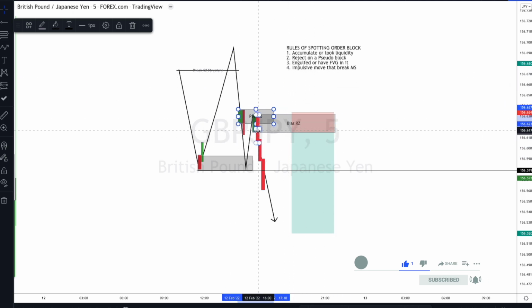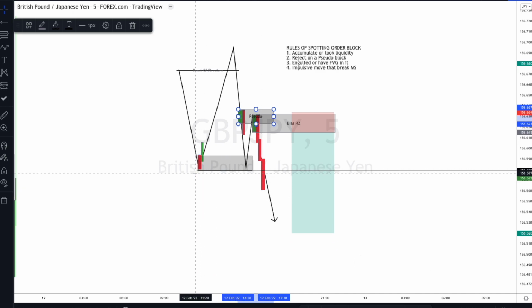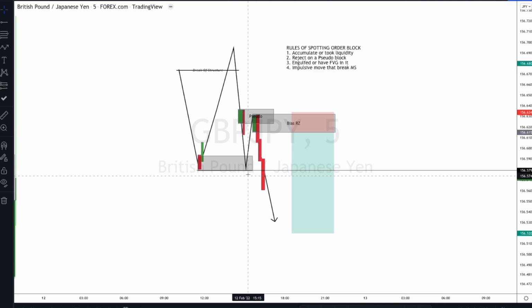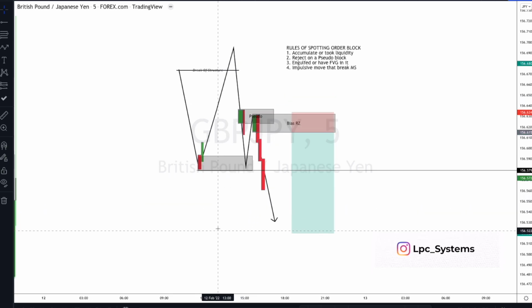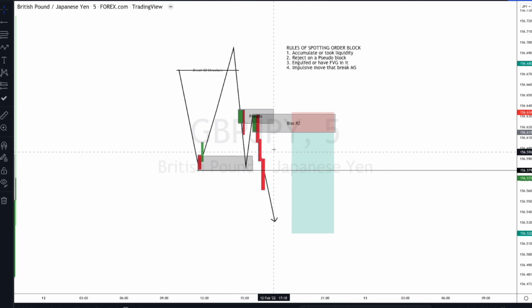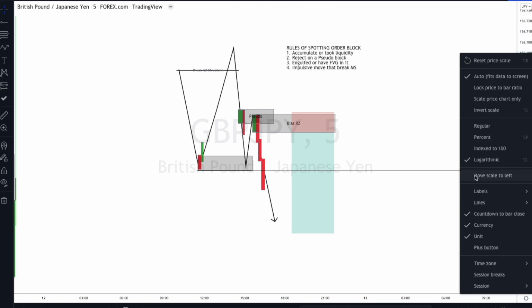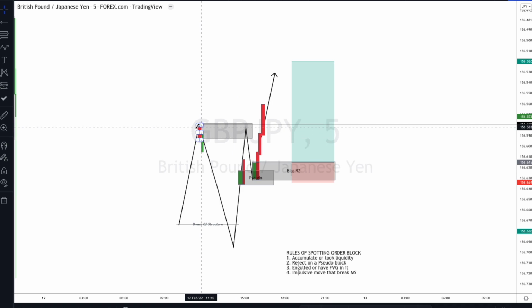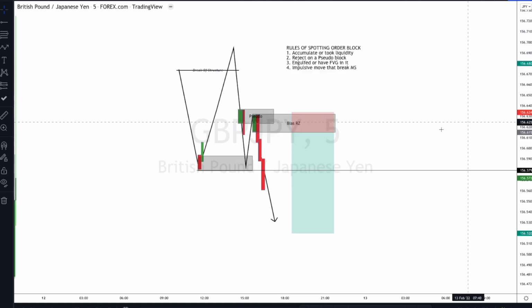As you can see, this impulsive move now ended up taking out this equal low that we have. Now sometimes you might not really have a perfect equal low. It might actually be something like this, but we actually want to see it retrace deep into this particular OB or this particular zone before we can call this an equal low, or an equal high, as the case may be. Now let me just invert it for you to see.